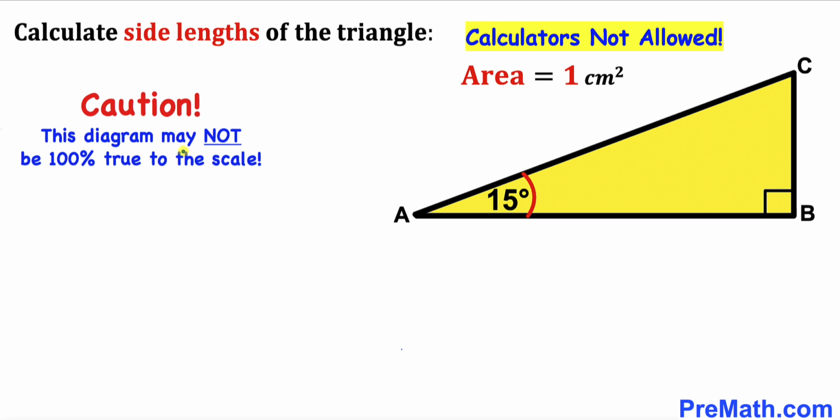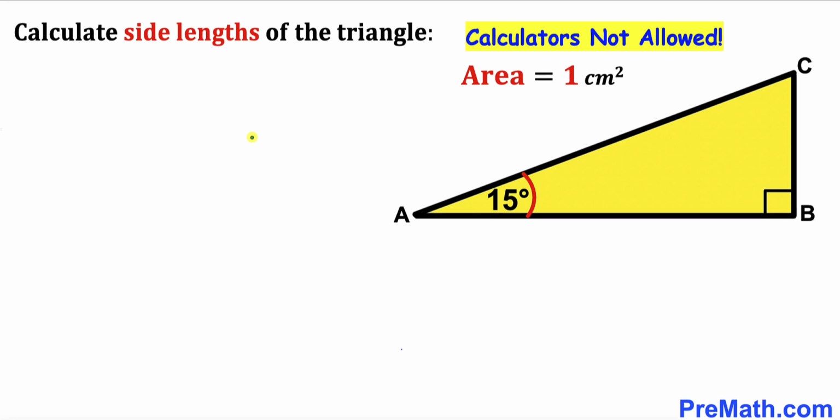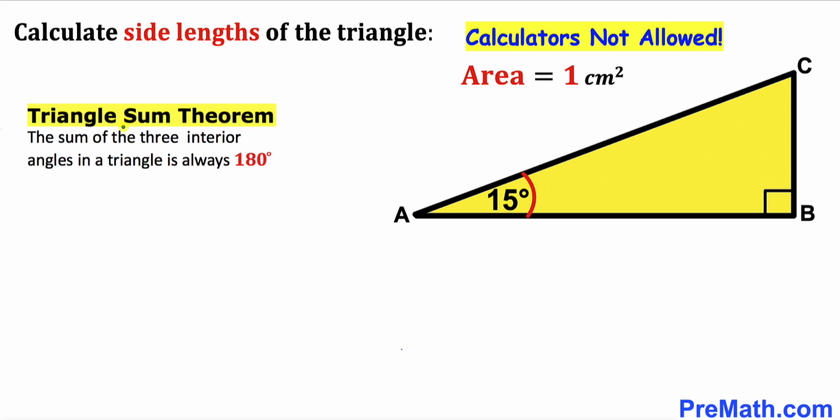Please keep in mind that this figure may not be 100% true to scale. Let's go ahead and get started with the solution. Here's our very first step. Let's recall the triangle sum theorem. The sum of three interior angles in a triangle is always 180 degrees. So therefore, in this given right triangle ABC, the angle ACB is going to be 75 degrees.